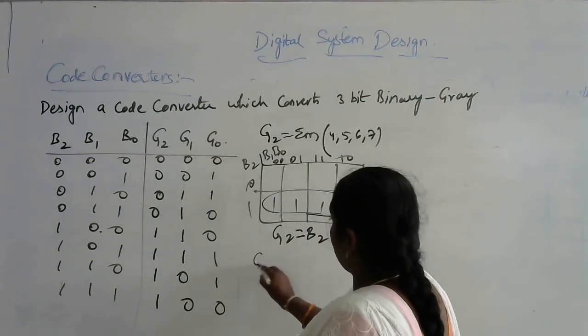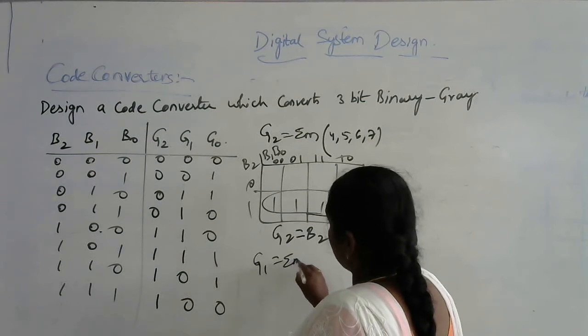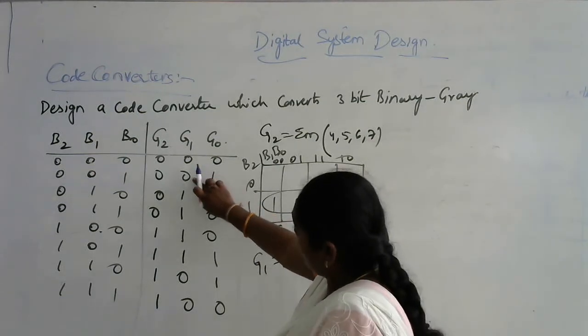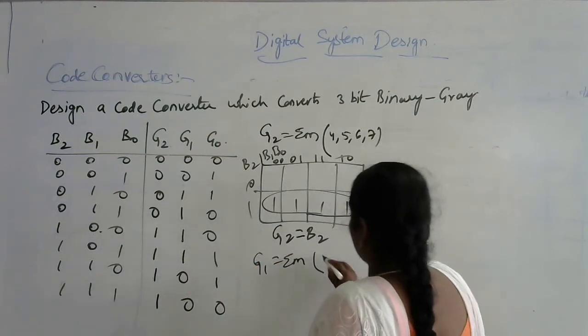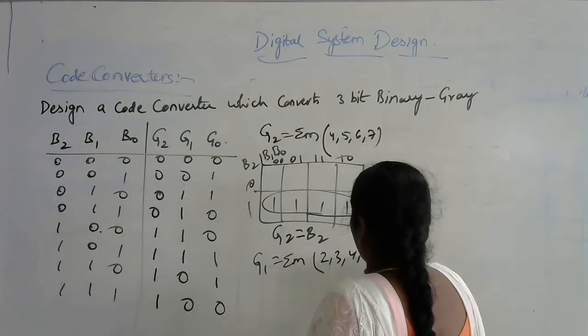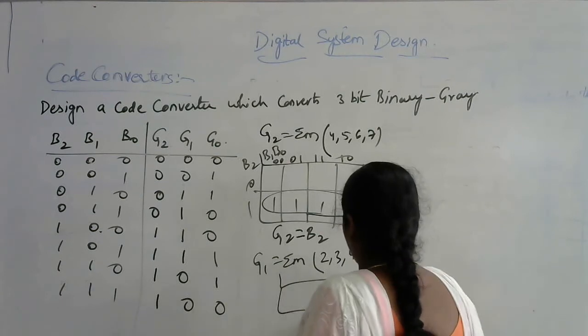Similarly for G1, G1 is equivalent to sigma m of 2, 3, 4, 5. We need to check the corresponding inputs. So 2, 3, 4, 5. Draw the K map for G1.